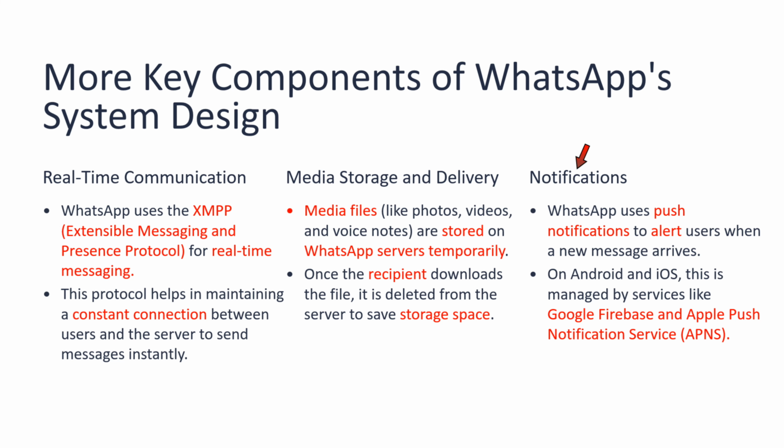Next one is notification. WhatsApp uses push notifications to alert users when a new message arrives. On Android and iOS, this is managed by services like Google Firebase and Apple Push Notification Service, which is also called APNS.